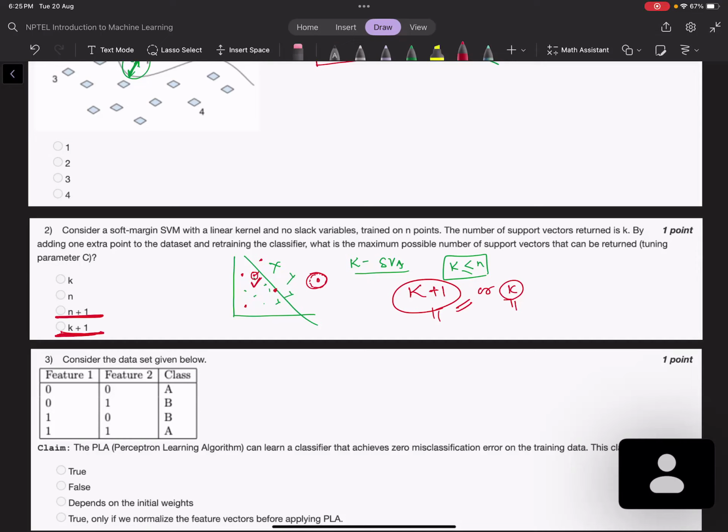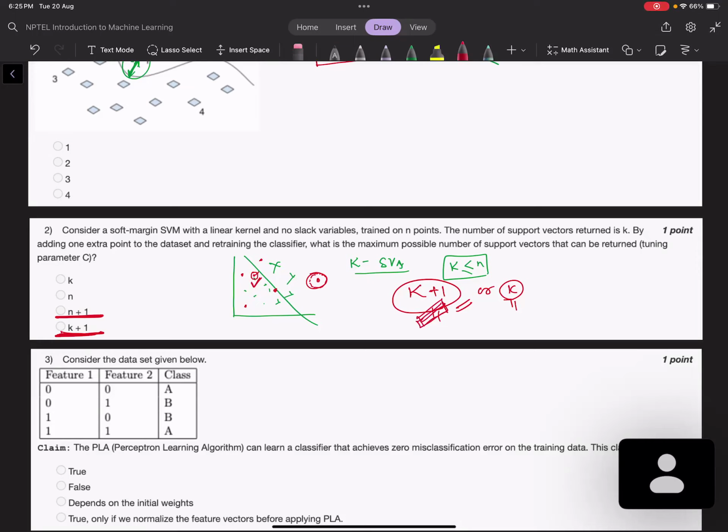We're talking about data points, no, sir. Yes. So that's why I think. No, so the question is that the number of support vectors returned is k. So for n number of points, the number of support vectors is k. So if I add one more point, let's say that point is giving me another support vector. This can be k+1, right? Why is it n+1?